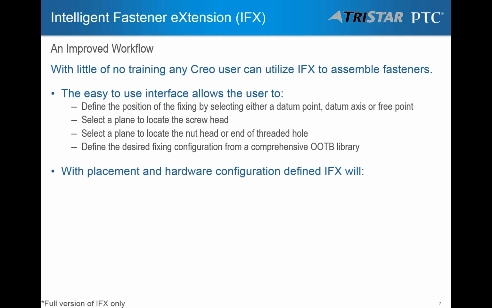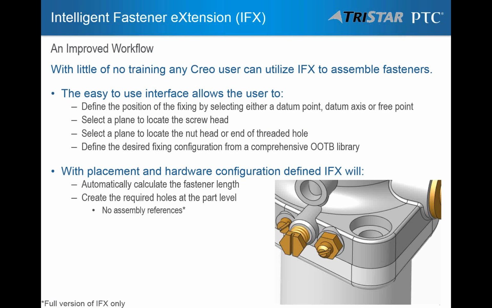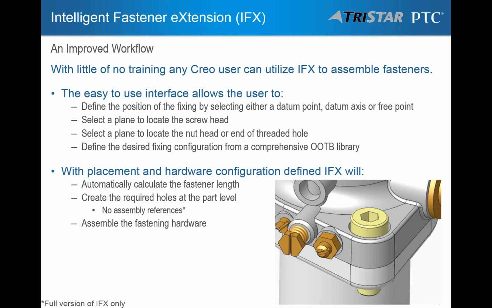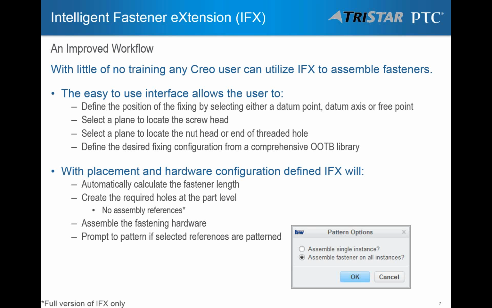So once you have decided on the placement and the hardware configuration, the Intelligent Fastener extension will automatically calculate the fastener length. It will create the required holes at the part level if needed. No assembly references are created, and this is a part level feature, not an assembly level feature. Then it assembles the fastening hardware, and then also prompts you if the references are to be patterned. So if you assemble these fasteners on, say, an axis that is patterned itself, it will then prompt you if you want to reference pattern these items.